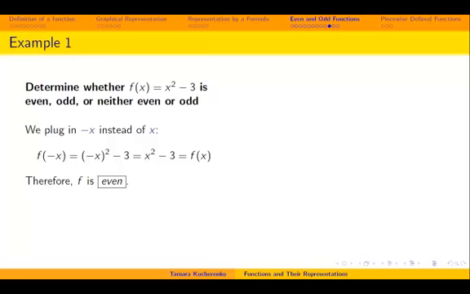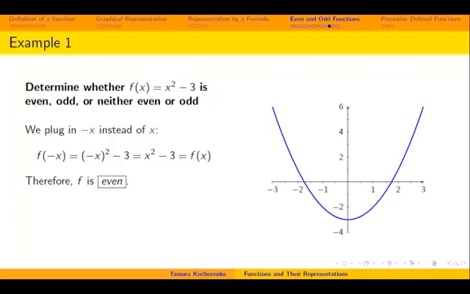We can confirm it by graphing f of x. You can see on the graph that the curve is symmetric about the y-axis.